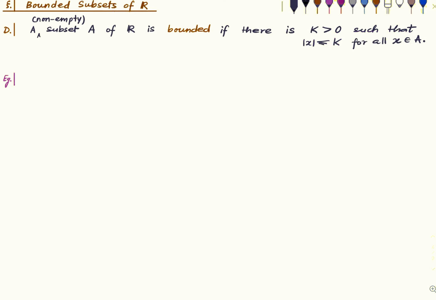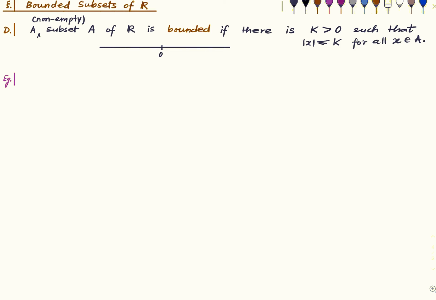In pictures, if this is the real line, then all we are saying is that there is some k such that the entire set A is between minus k and k. And since we have put a less than or equal to sign, the set A is allowed to have the end points here. So basically, if there is some finite interval which contains the set A, we say that the set A is bounded. It's a very, very simple definition.